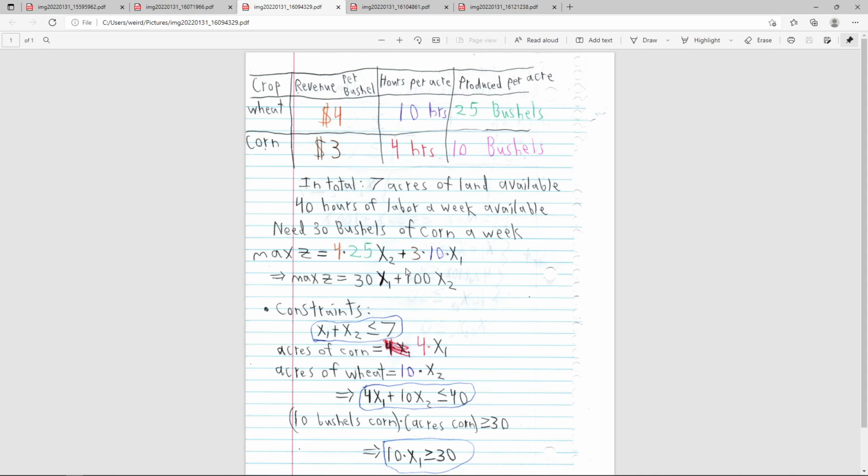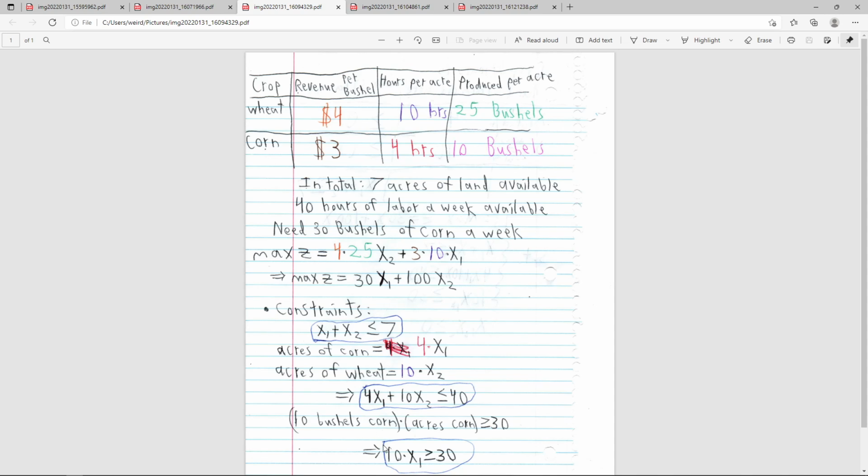Oh, no, the hours per acre. Yeah, because it's a labor constraint, it's less than or equal to 40 hours, so this goes into 40 hours. So 4 hours for corn, so 4 hours times how many acres, and 10 hours times how many acres of wheat. So that's why it's 10 times x2 and 4 times x1. And that's 4x1 plus 10x2 is less than or equal to 40. So that's a big constraint. That's the one you have to do the most work for.